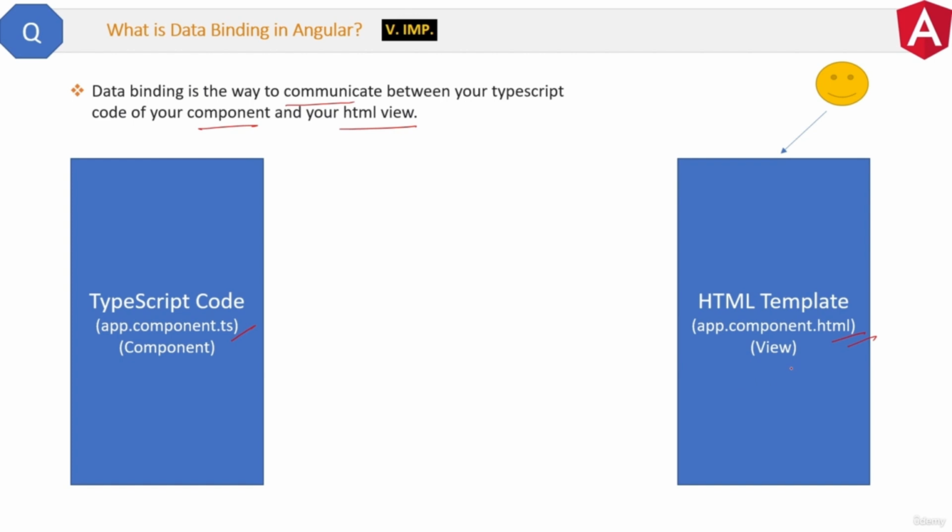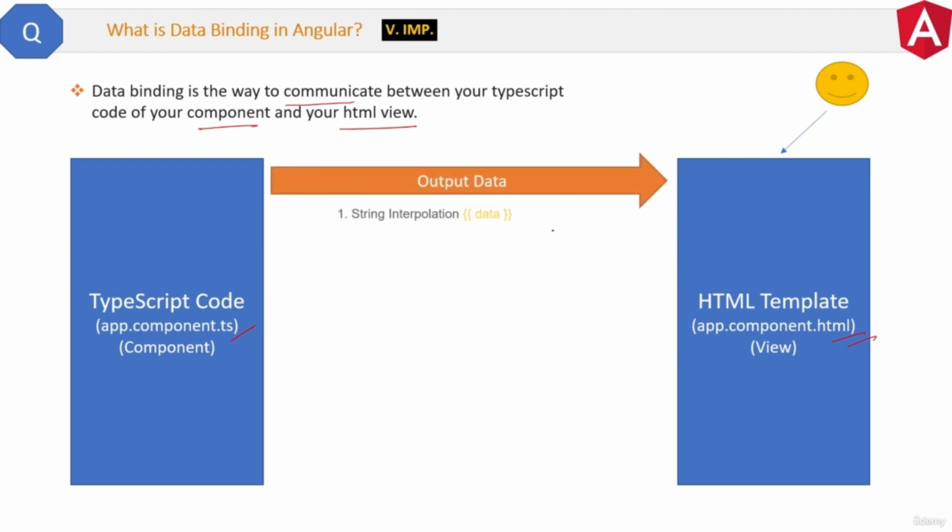Now the question is how to transfer data from TypeScript code to HTML template and then from template to TypeScript code. So for that reason we have the data binding technique which does this job of passing data. Now there can be three ways to pass data. From component to HTML template, which is output data. For this we have two data binding techniques, string interpolation and property binding technique.